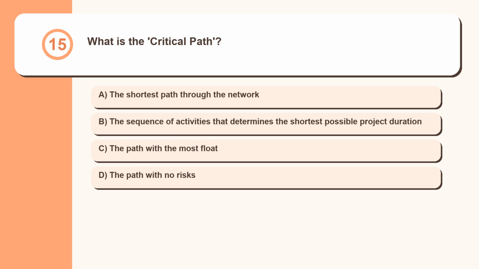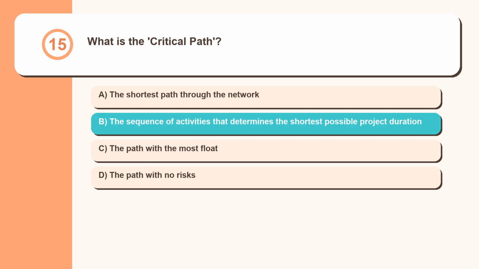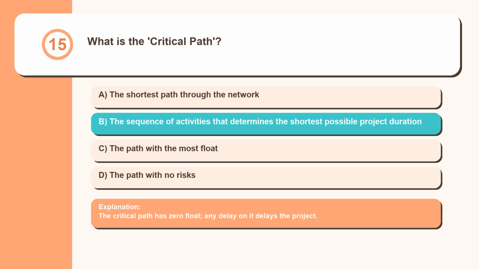Question 15. What is the critical path? The shortest path through the network. The sequence of activities that determines the shortest possible project duration. The path with the most float. The path with no risks. The critical path has zero float. Any delay on it delays the project.